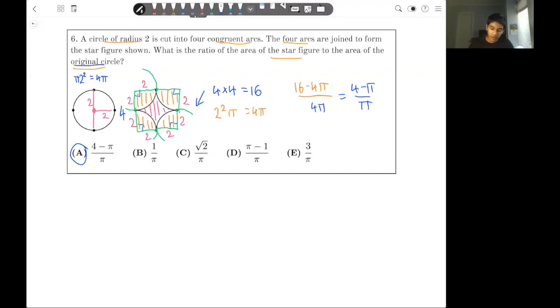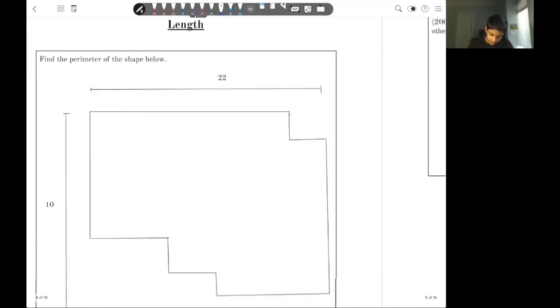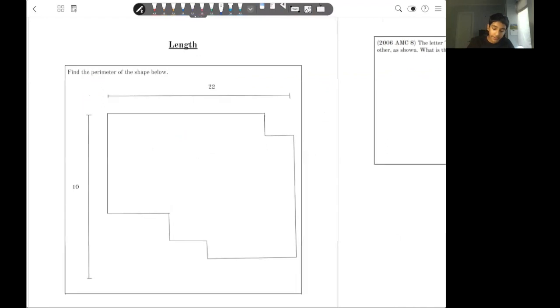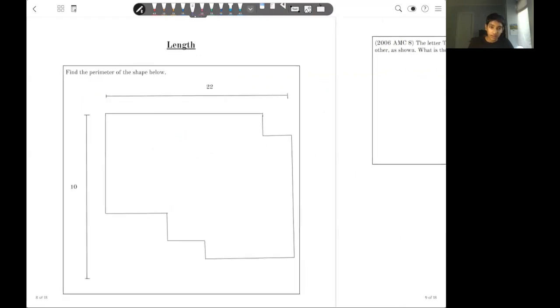Okay, let's move on to today's topic. So today we're going to be doing length. For the last 2 weeks, we did area. Today's length. So find the perimeter of the shape below.